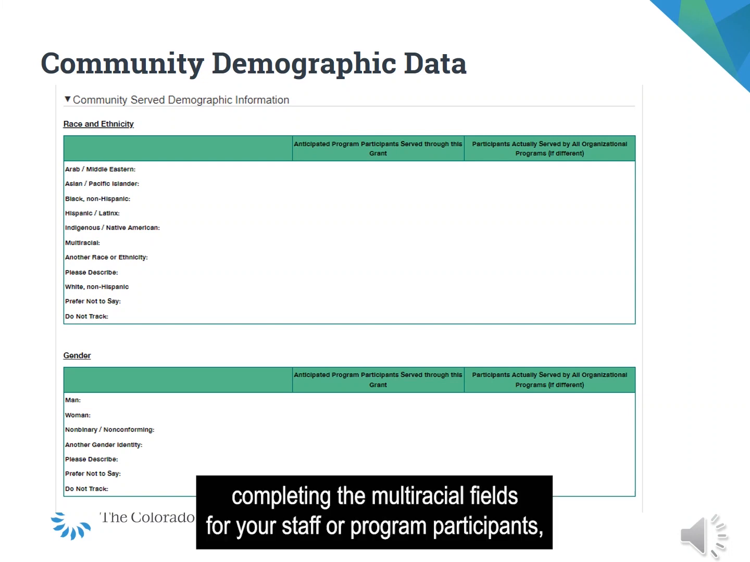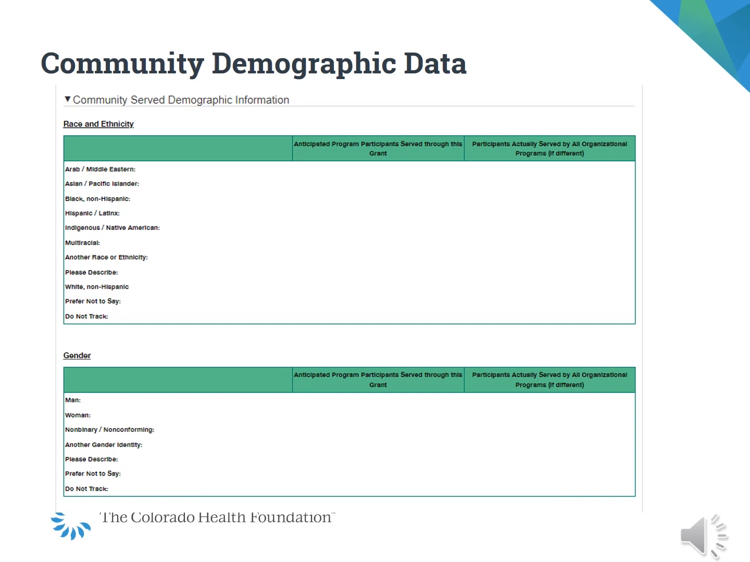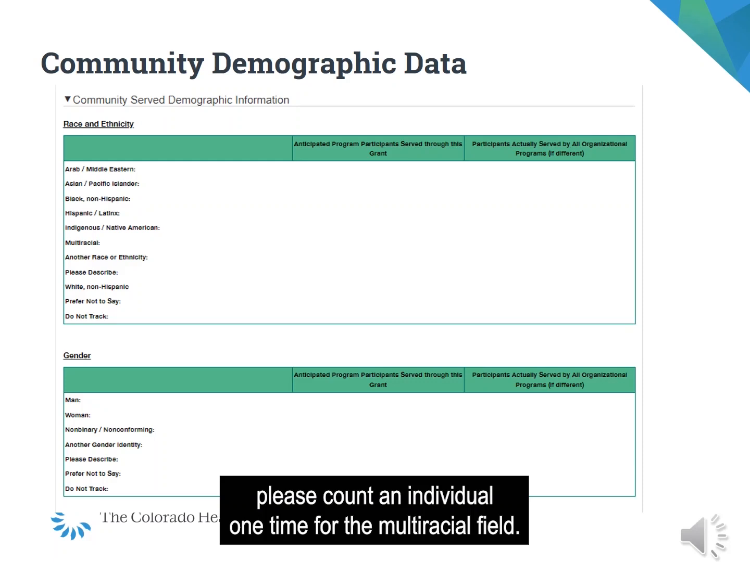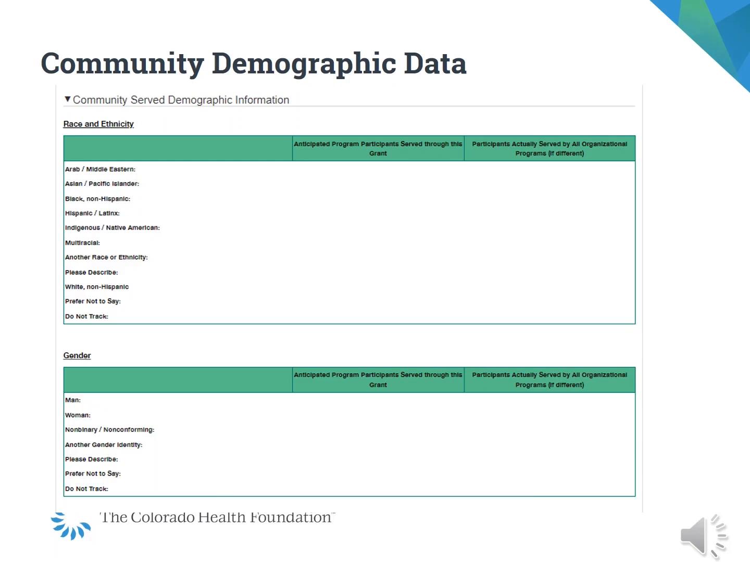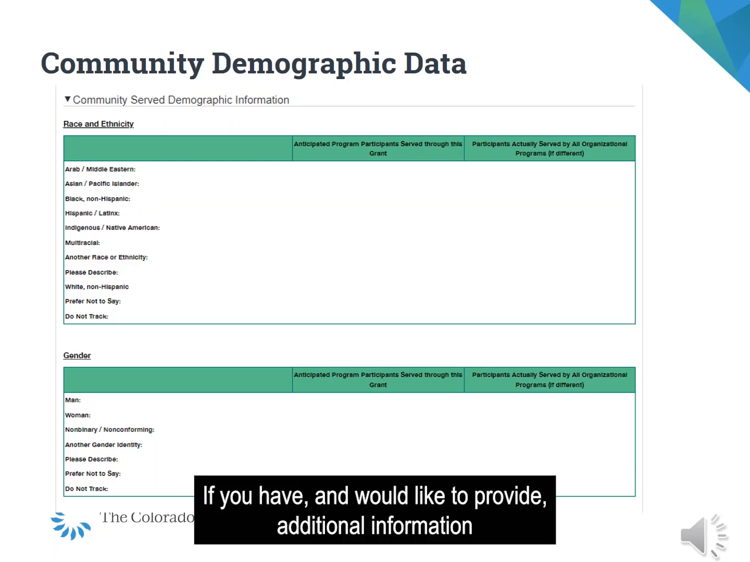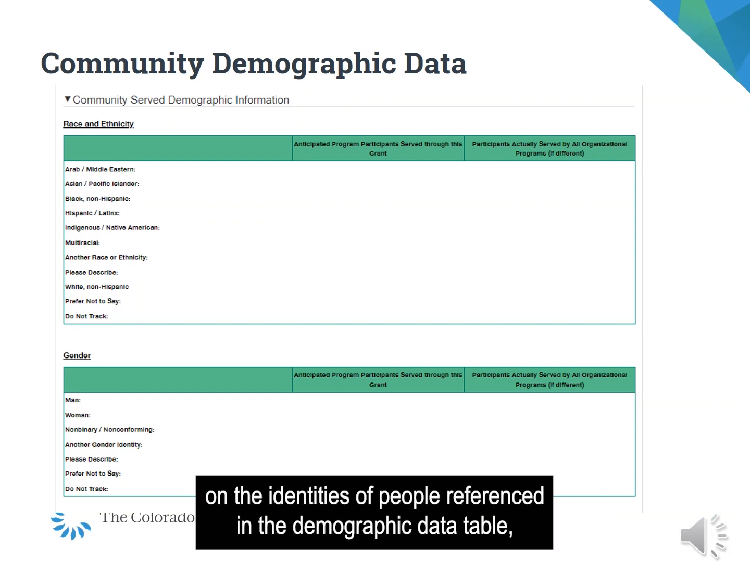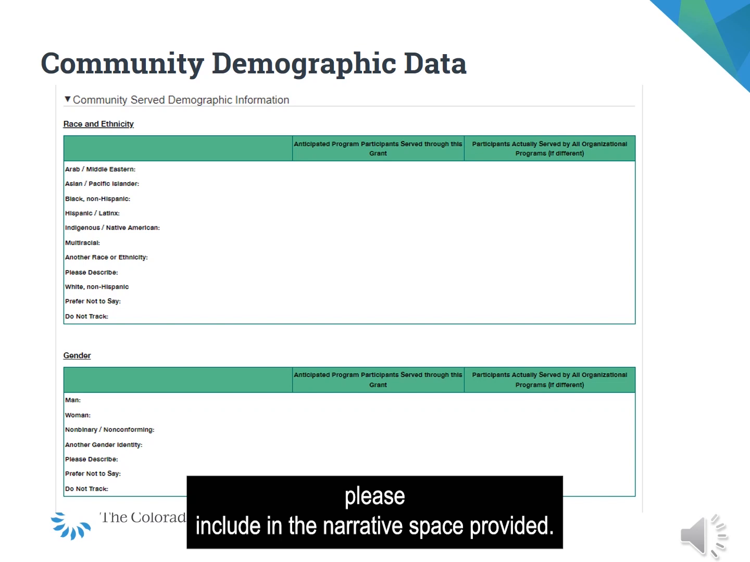If applicable, when completing the multiracial fields for your staff or program participants, please count an individual one time for the multiracial field. If you have and would like to provide additional information on the identities of people referenced in the demographic data table, please include in the narrative space provided.